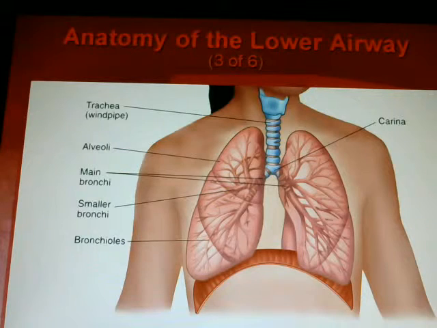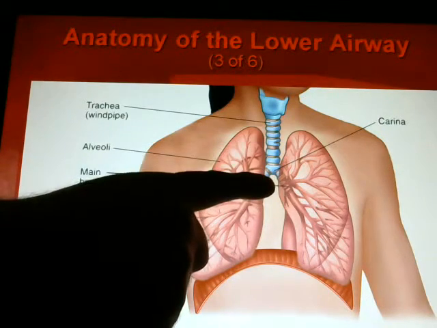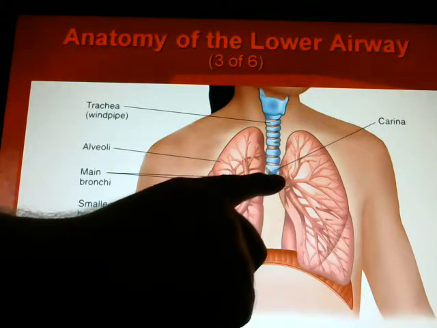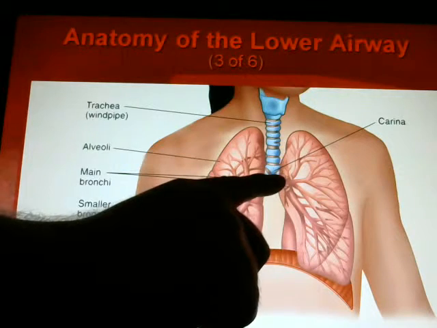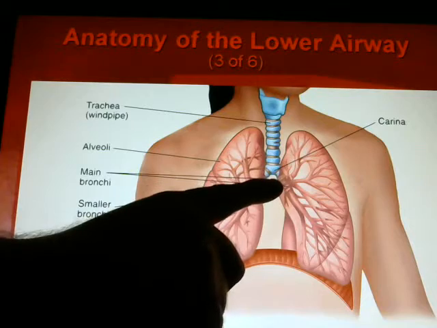Here again, another picture you will probably need to know. As you see, this is the carina. This comes down the windpipe, or the trachea, and it comes to the area here where the right and left main stem veer off. This is the carina. That spot right there is the carina.